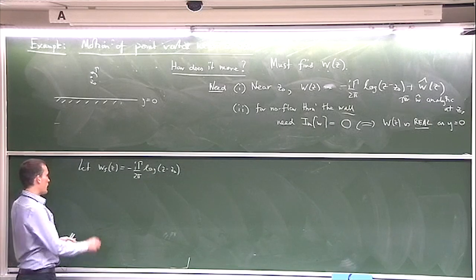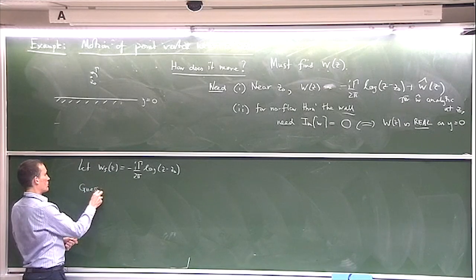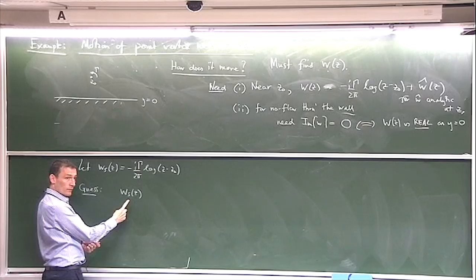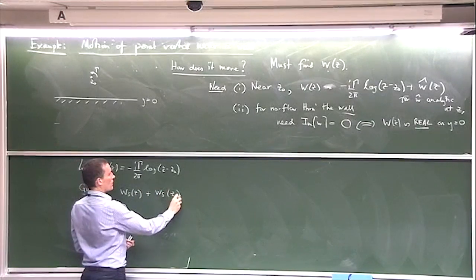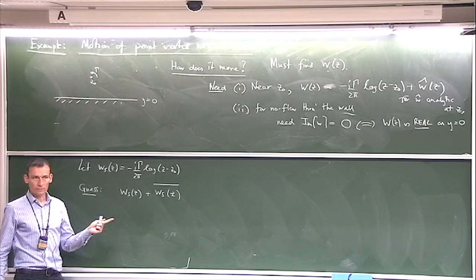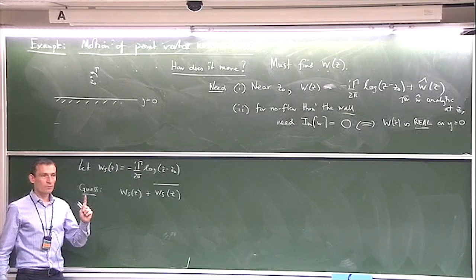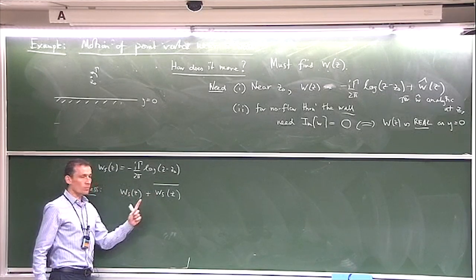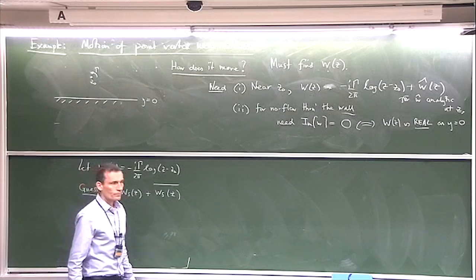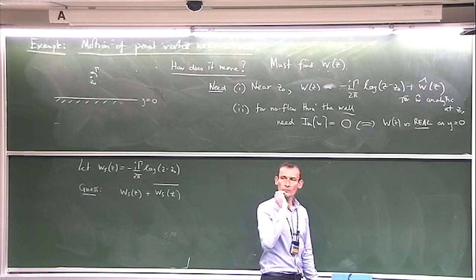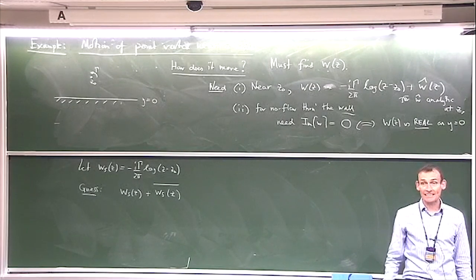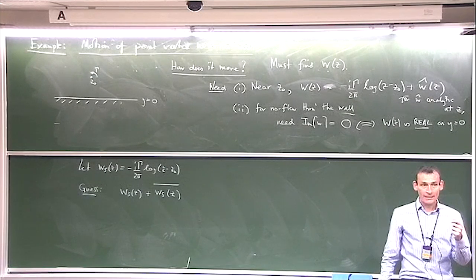Now, here's a guess. I know that if I take the singular part that I need and add its complex conjugate, then that's real, isn't it? It's that plus its complex conjugate, that's real. And it's got the singularity I need. But what's the problem with it? Yes, it's not analytic. So it can't be a complex potential.